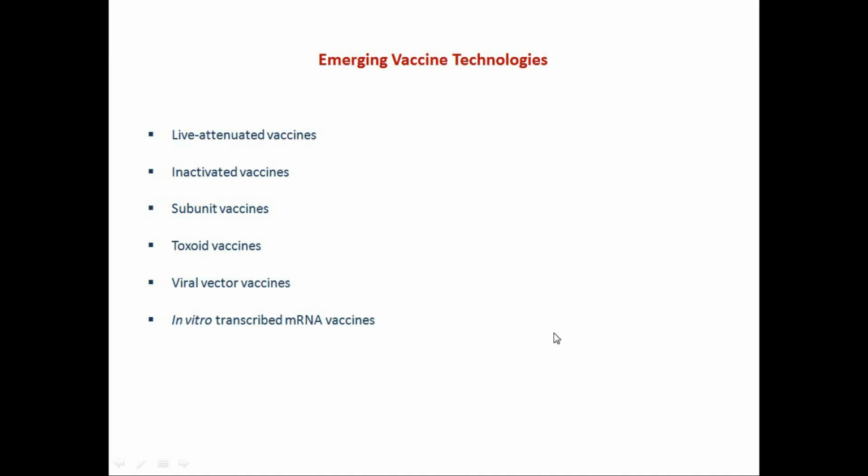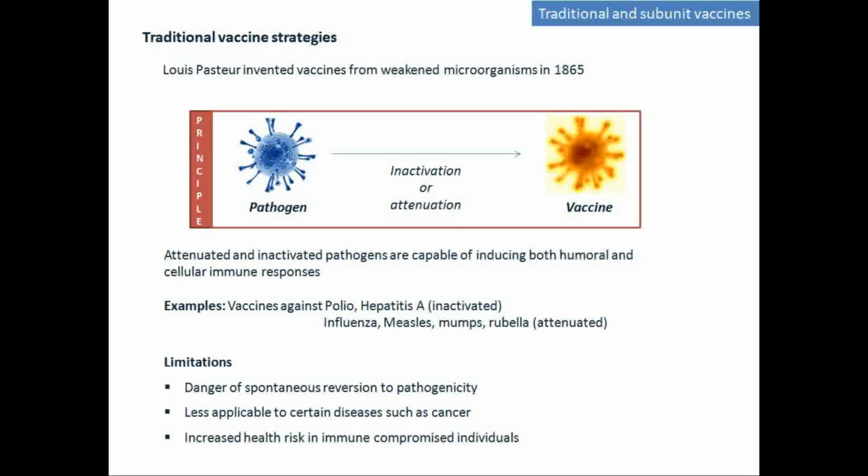Before going much into detail, we can see how the vaccine technologies are different from each other. These are the list of vaccine technologies which are currently available. First we have live attenuated, then inactivated forms and subunit vaccines. First we can see traditional and subunit vaccines.